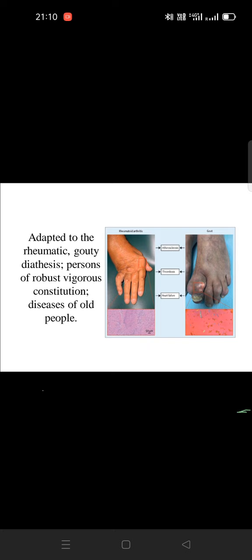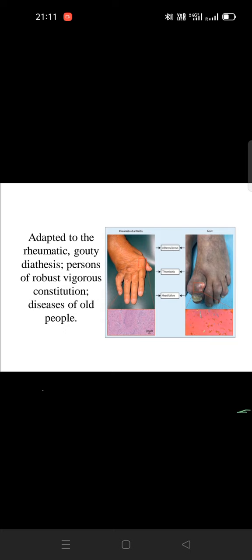But in the second picture, there is a picture of a foot. You can see there is a growth over the great toe. Why is there a growth? Because there is a collection of uric acid, that is known as tophi, the gouty crystal. If there is a deposition of crystal in the great toe, there will be a formation of tophi.